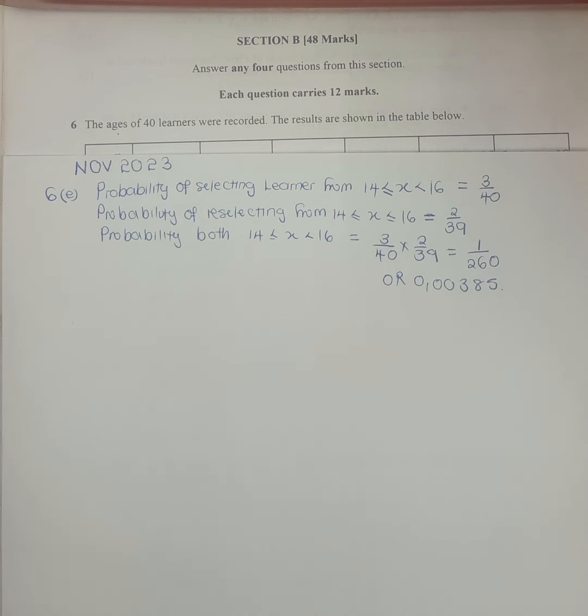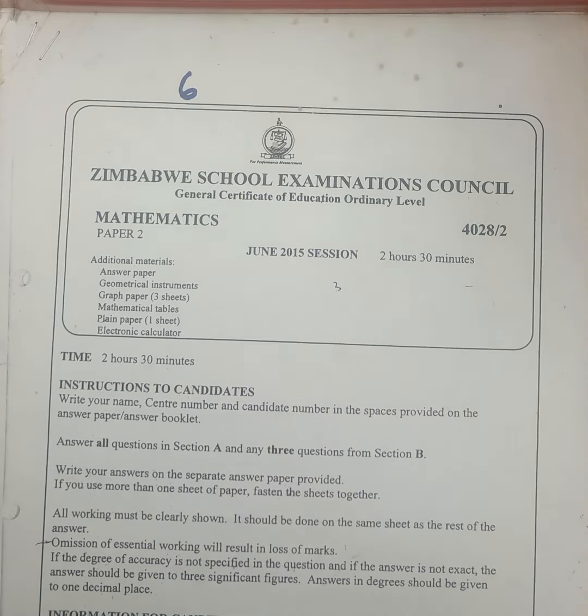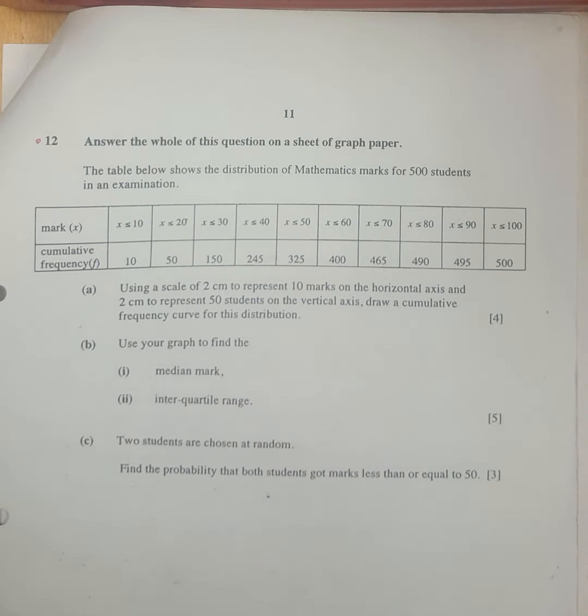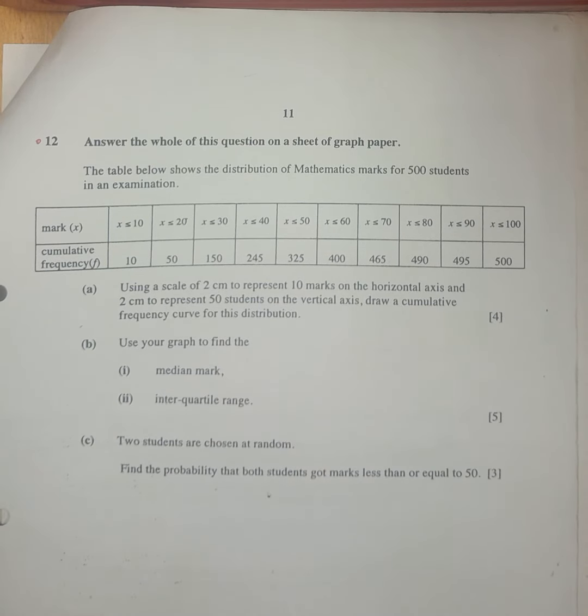So I'm going to explain another example of selecting both from the same category. I'm just selecting randomly from past exam question papers. So here I'm going to select another question from June 2015. The question reads: the table shows the distribution of mathematics marks for 500 students in an examination. 2 students are chosen at random. Find the probability that both students got marks less than or equal to 50.